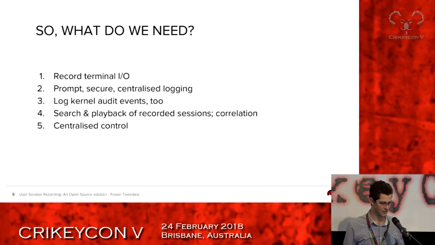So what do we need? There are 5 aspects. First, we need a program to record terminal input and output. We need prompt, secure, centralized logging. We also want to log kernel audit events. And we need a tool for searching and playback of recorded sessions and correlating the terminal activity with the audit events. So not only can you see what the user was actually doing in their session, but what effect it is having on the system? What programs are being executed, what system calls are being executed, what network activity is occurring, and so on. And finally, centralized control. So we're going to look at each one of these aspects in turn.